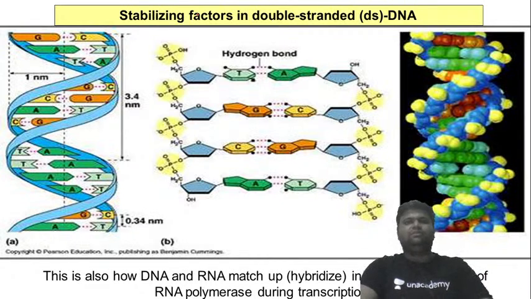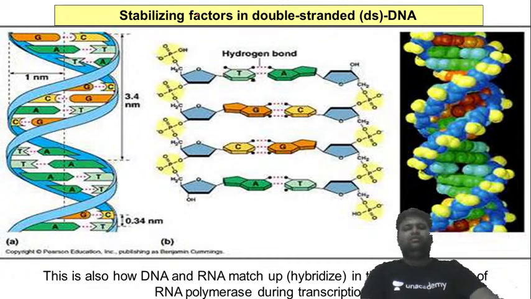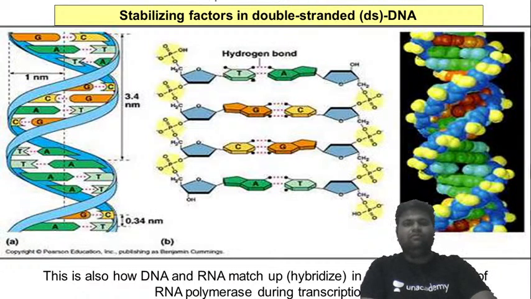So what are the stabilizing factors in the double-stranded DNA? Once the bonding takes place, the hydrogen bond is very important. It plays a very important role. Between the anti-parallel strands of the DNA, the hydrogen bond is there, and it controls the stability of the double-stranded DNA.